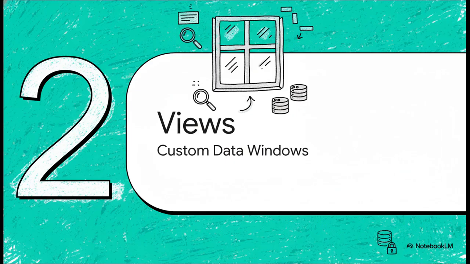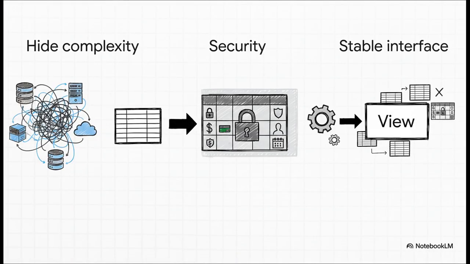Okay, so triggers give our database reflexes. That's pretty cool. But our next secret weapon, views, gives us these custom windows into our data. And this really builds on that idea of making our whole system smarter and way more accessible for people to use. So you might be asking, why even bother with a view?